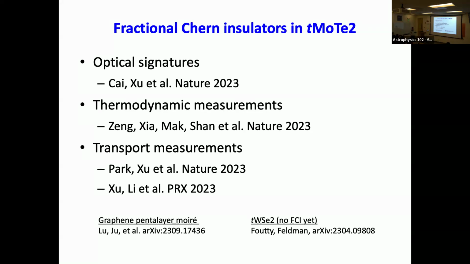There's also a work from Dan Feldman's group on twisted tungsten diselenide, attempting to see the fractional Chern insulator. But I think probably the bands are not flat enough in this system. It depends on the details. There's no FCI observed, but there is a Chern insulator observed in this system. So I'm not going to go through all of this. Let me just tell you our story of using thermodynamic measurement to probe the FCI states.